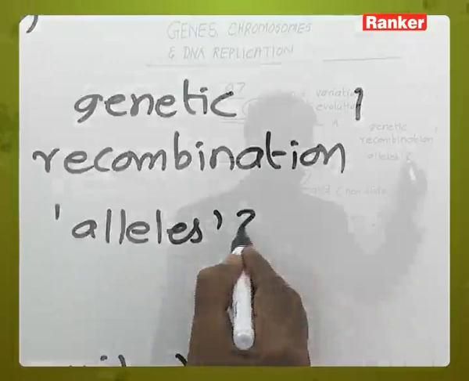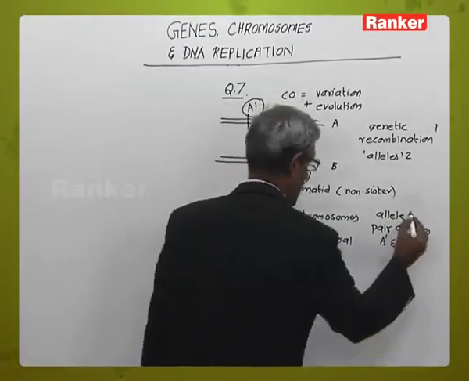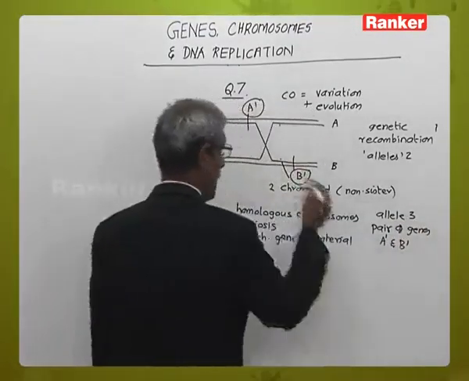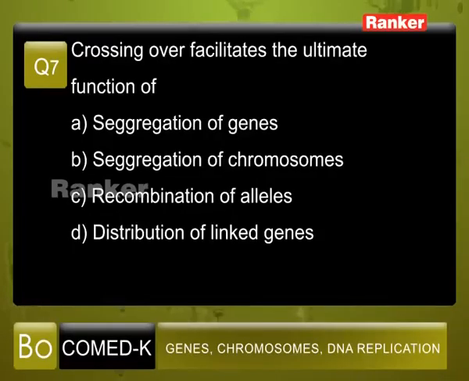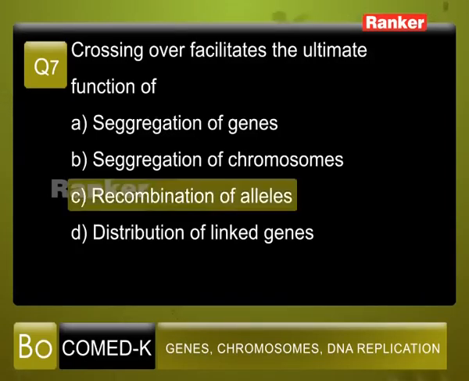There is combination between the alleles. An allele refers to a pair of genes, and primarily there is exchange, and the exchange results in variation, and it results in the form of evolution. Hence, the answer is C.